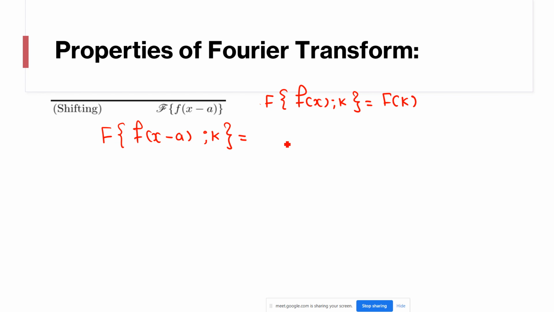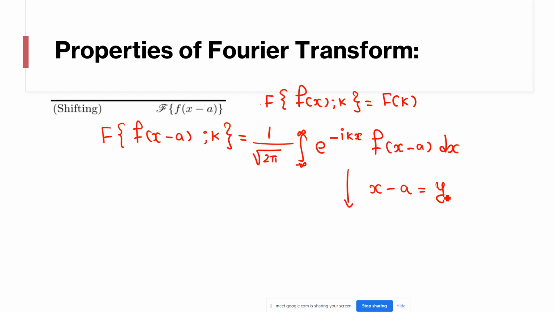So it is nothing but 1 upon root 2 pi integrating minus infinity to infinity e raised to minus ikx f of x minus a dx. So I won't take much time. I'll just say I substituted x minus a is equal to y. At the end, what I get is nothing but F of k, and that would get multiplied with e raised to minus ika. I'll just give 1 minute to verify whether my answer is right or wrong. Whatever final thing I wrote, just verify it once.